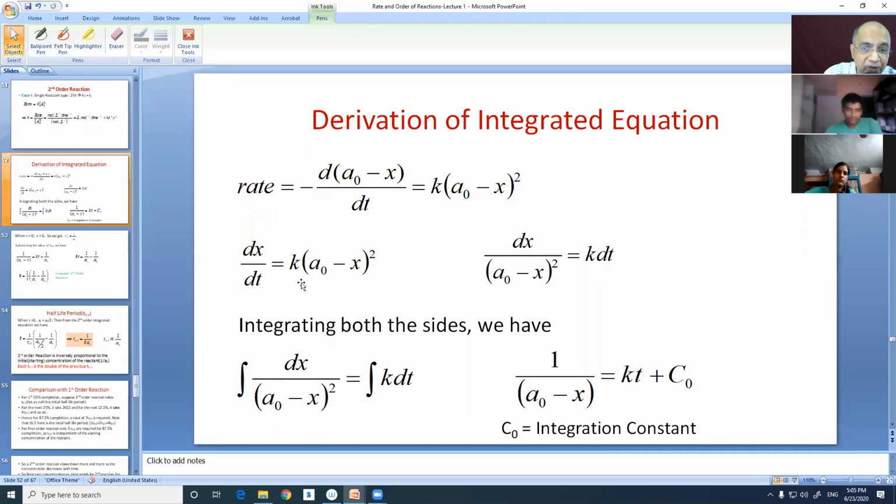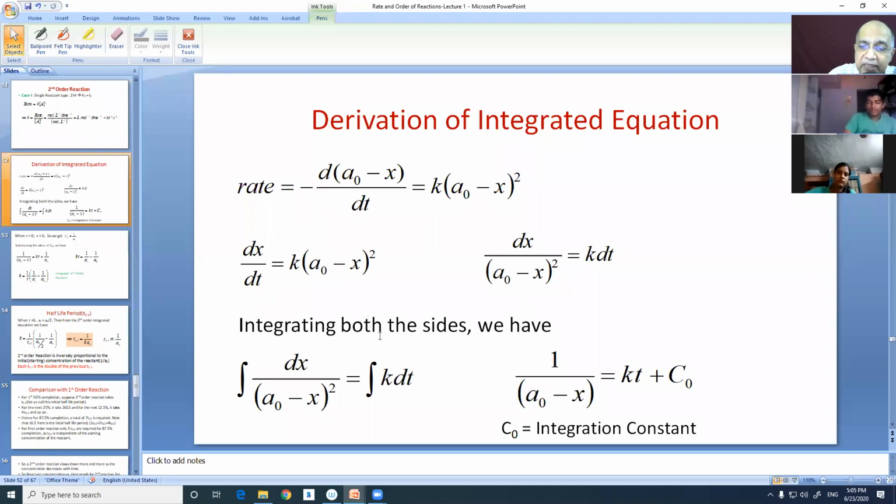dx by dt is equal to k into at. In place of at, we write a0 minus x, where x is the product concentration, to the power 2 because it is a second order reaction. Then bring this to the left side denominator and take dt to the right side.